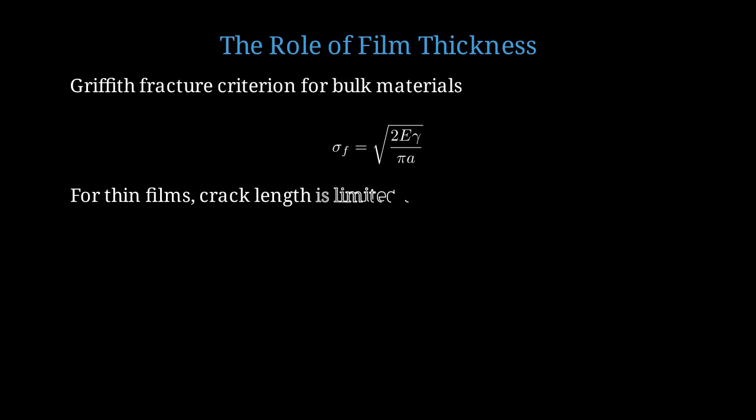But in thin films, the crack length is limited by the film thickness h. A crack can't grow larger than the film is thick. This fundamentally changes the energy balance. So we have a scales with h. As h becomes smaller, the effective crack size becomes smaller. This means the fracture stress scales as 1 over the square root of h. As the film gets thinner, the fracture stress increases. This is why thin films can sustain higher stresses.